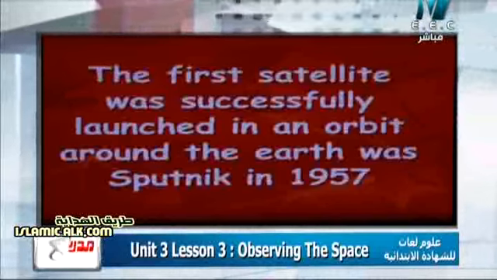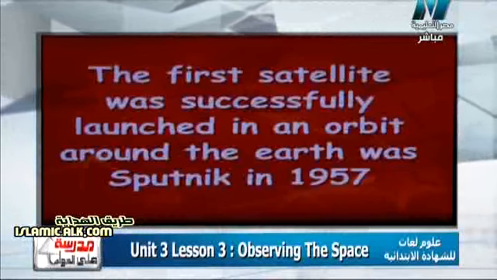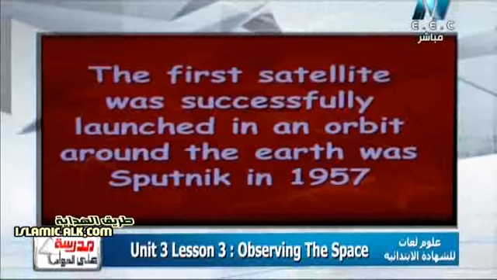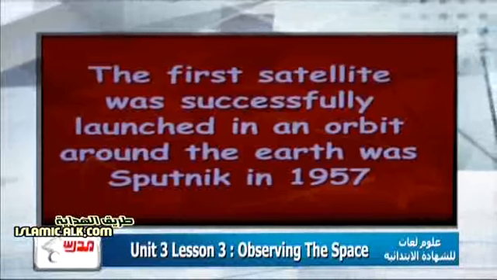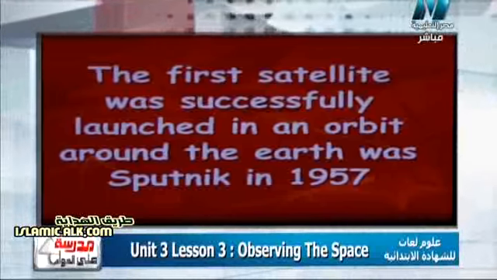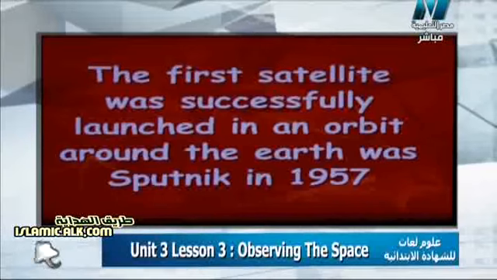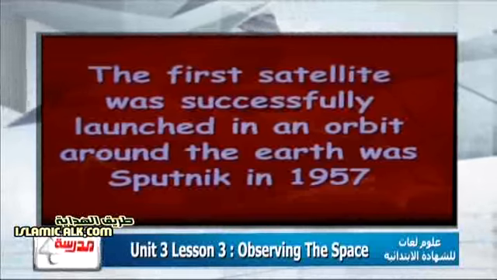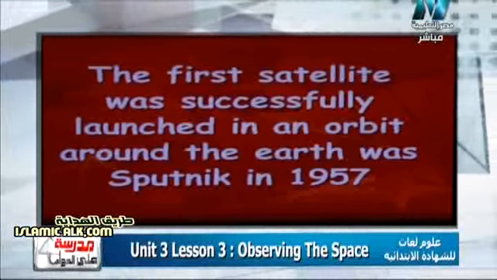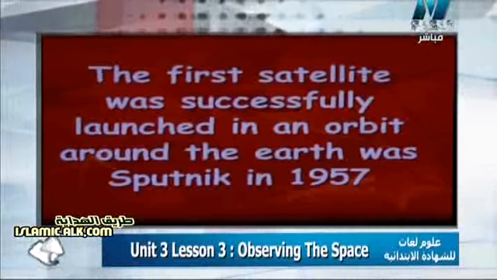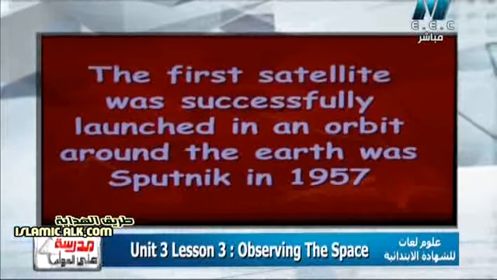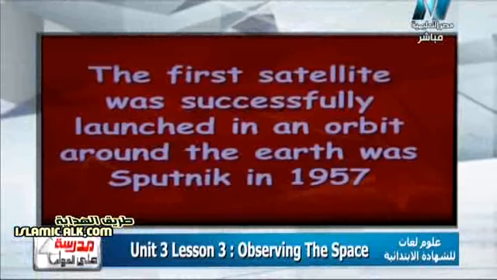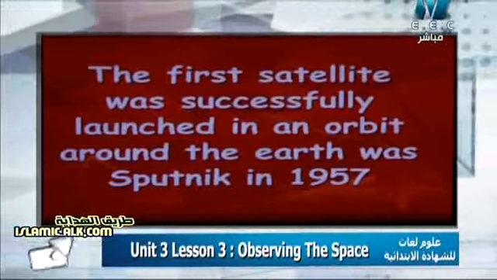The first satellite successfully launched into an orbit around the Earth was Sputnik in 1957. أول satellite أطلق فعلا كان سنة 1957 وكان اسمه القمر الصناعي سبوتنيك 1. طبعا بعد كده في أقمار صناعية كتير قوي منها نايل سات وعرب سات and so on. We have many satellites in the sky today, but the first satellite launched into space was Sputnik in 1957.